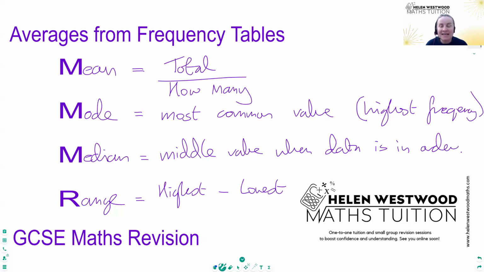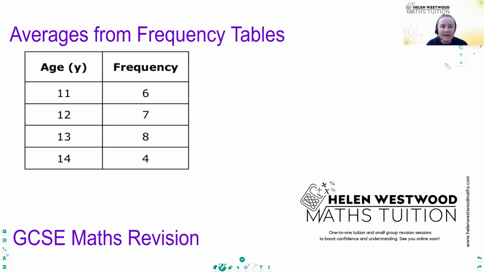Remember that range is a measure of spread. It's a measure of consistency rather than an average, but we often calculate it at the same time. Okay, so here is our first frequency table. So we've got ages in years, and then we've got the frequency. And then we're going to think about how could we work out those 4 averages that we've just revised.